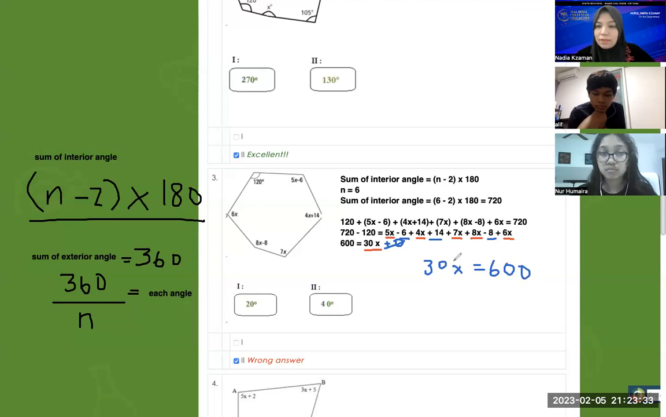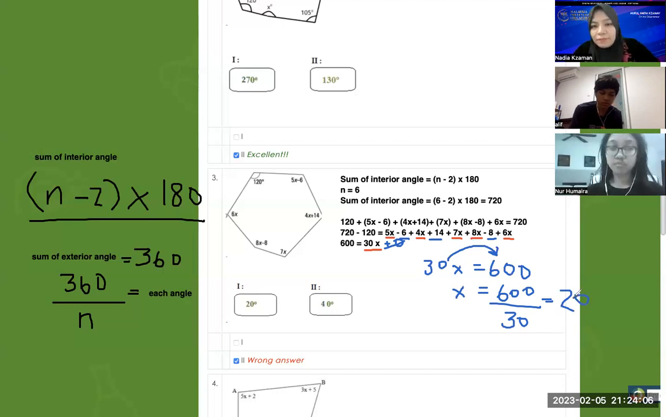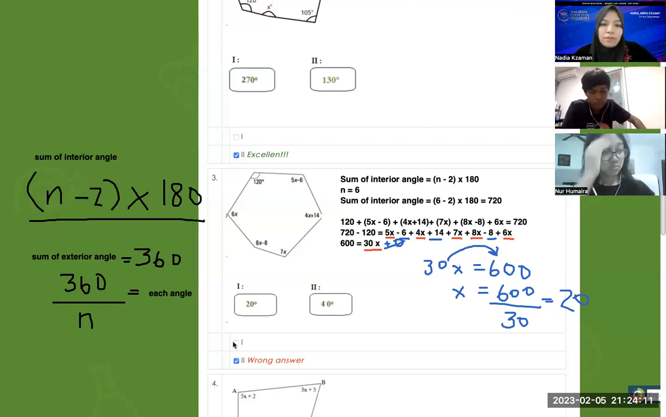So when it is times here, what happened when we move it to the other side? Divide. Yes. When it migrates to the other side, it becomes division. 600 divided by 30. So what do you get here? It becomes 20. Are we clear, Alif? Yeah. Okay, that is how we get 20 for this answer.